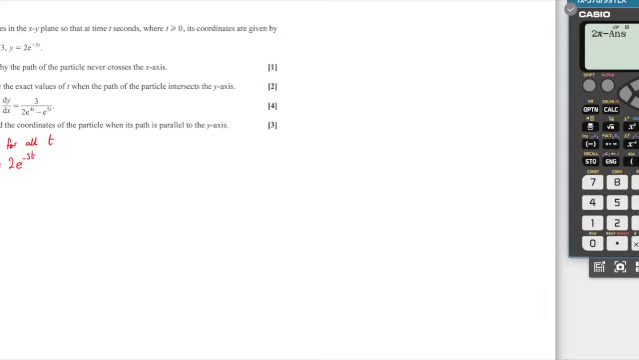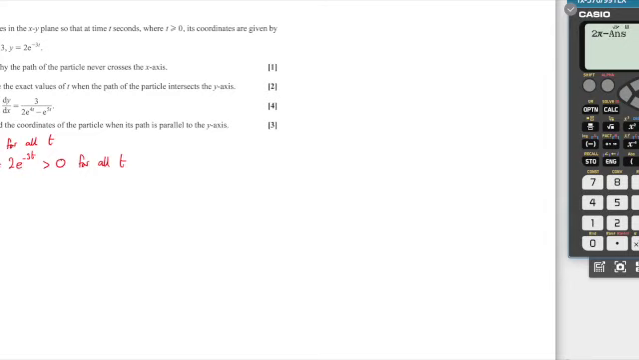So y equals 2e to the minus 3t. Well, that is greater than 0 for all t. It never crosses the axis. Determine the exact value of t when the path of the particle intersects the y-axis. So if it intersects the y-axis, that means the x value is 0.